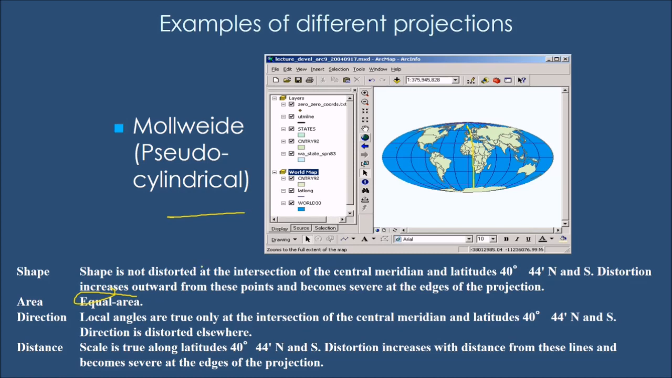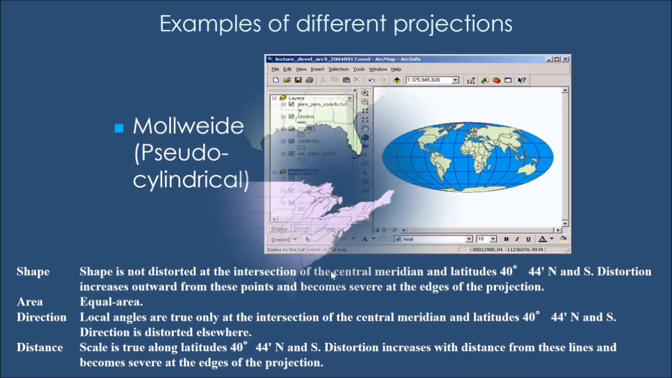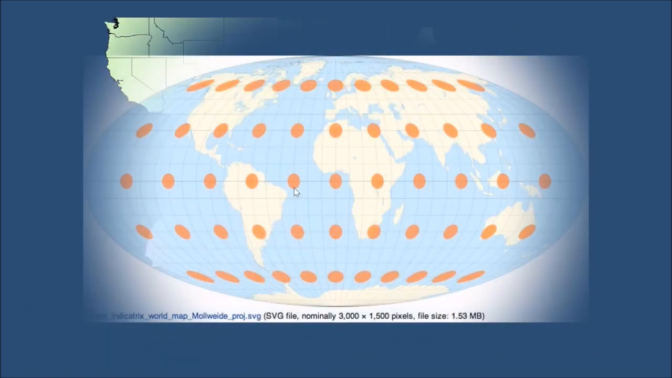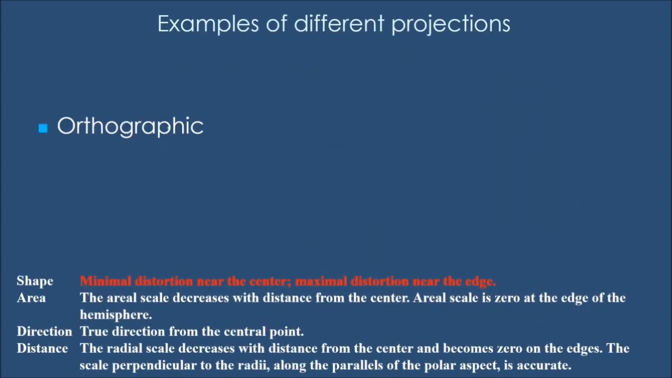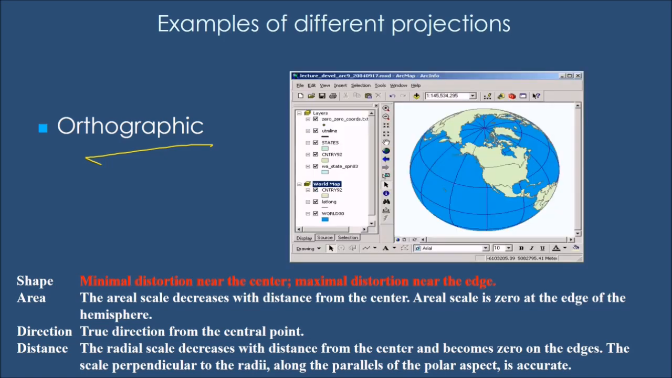The scale is true along latitudes 40 degrees. Distortion increases with distance from these lines and becomes severe at the edge of the projection. This is the result. So, as we have seen, the Mollweide, and then the orthographic, this is your orthographic projection.